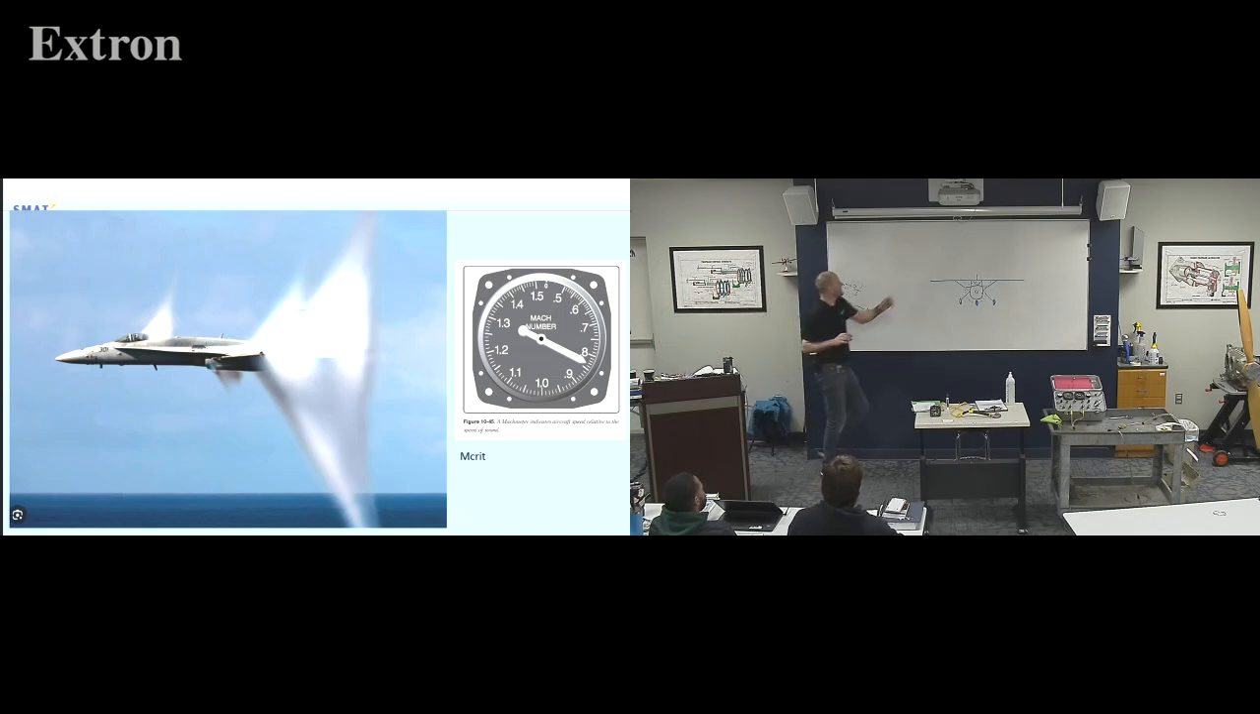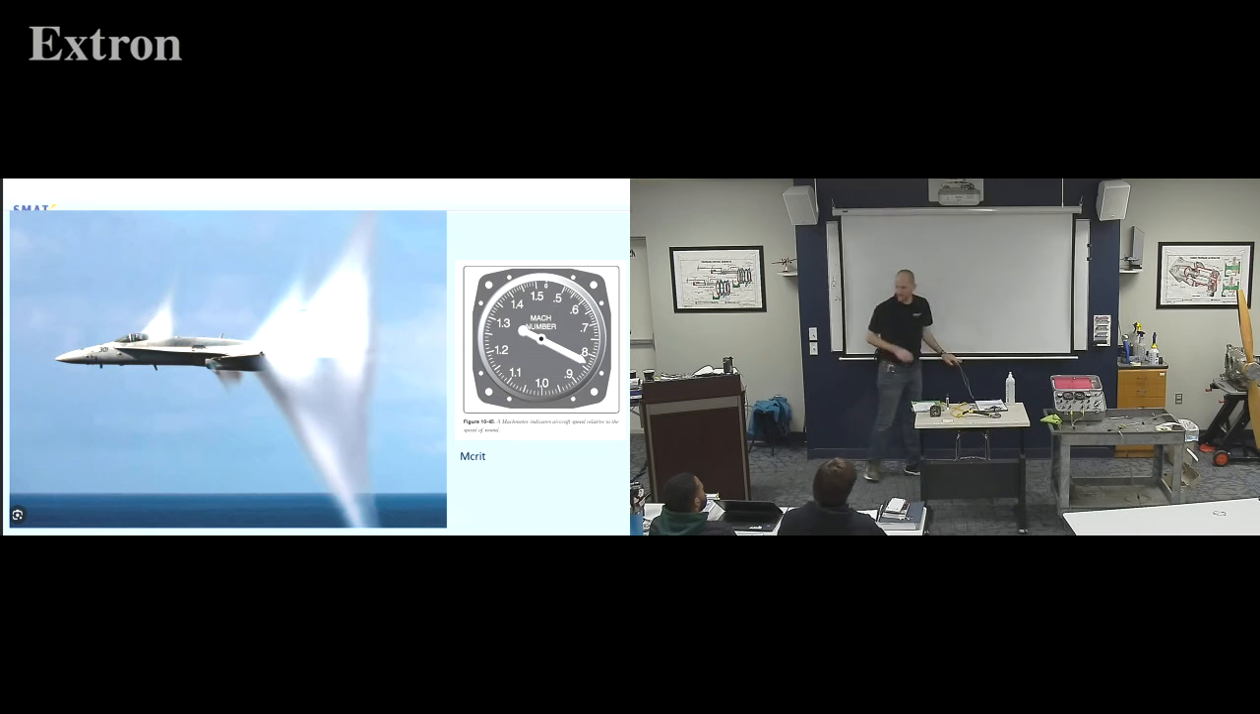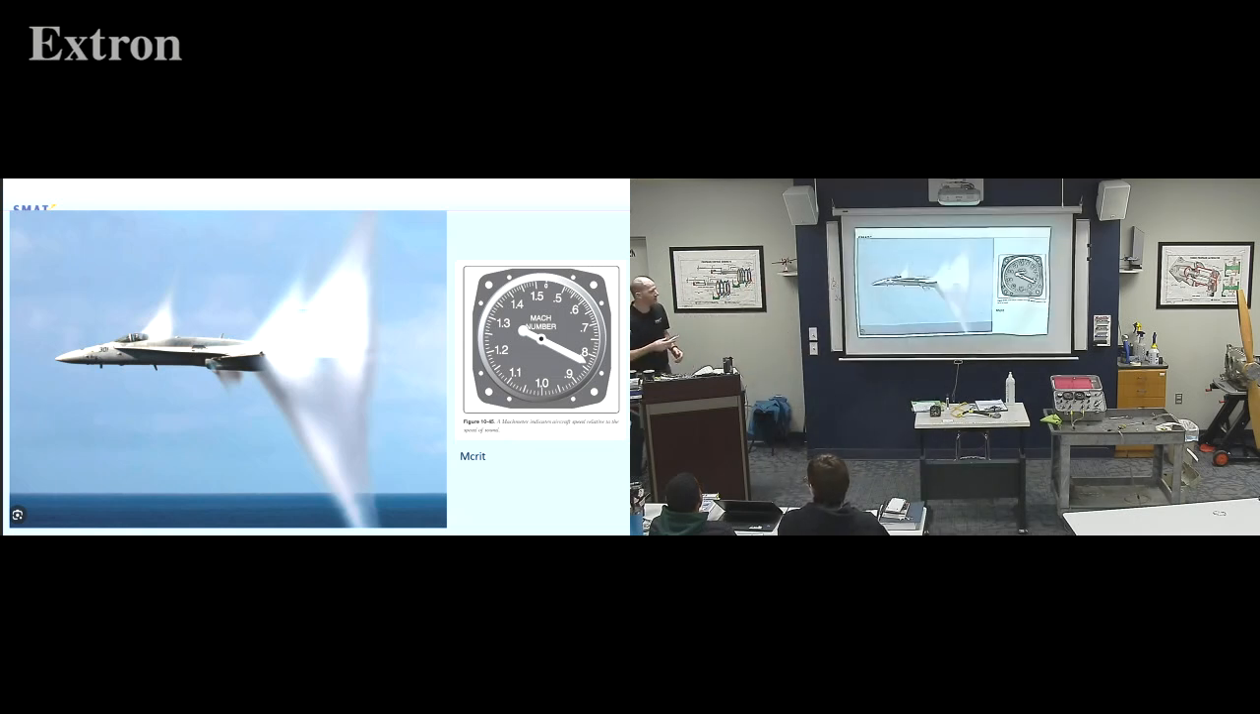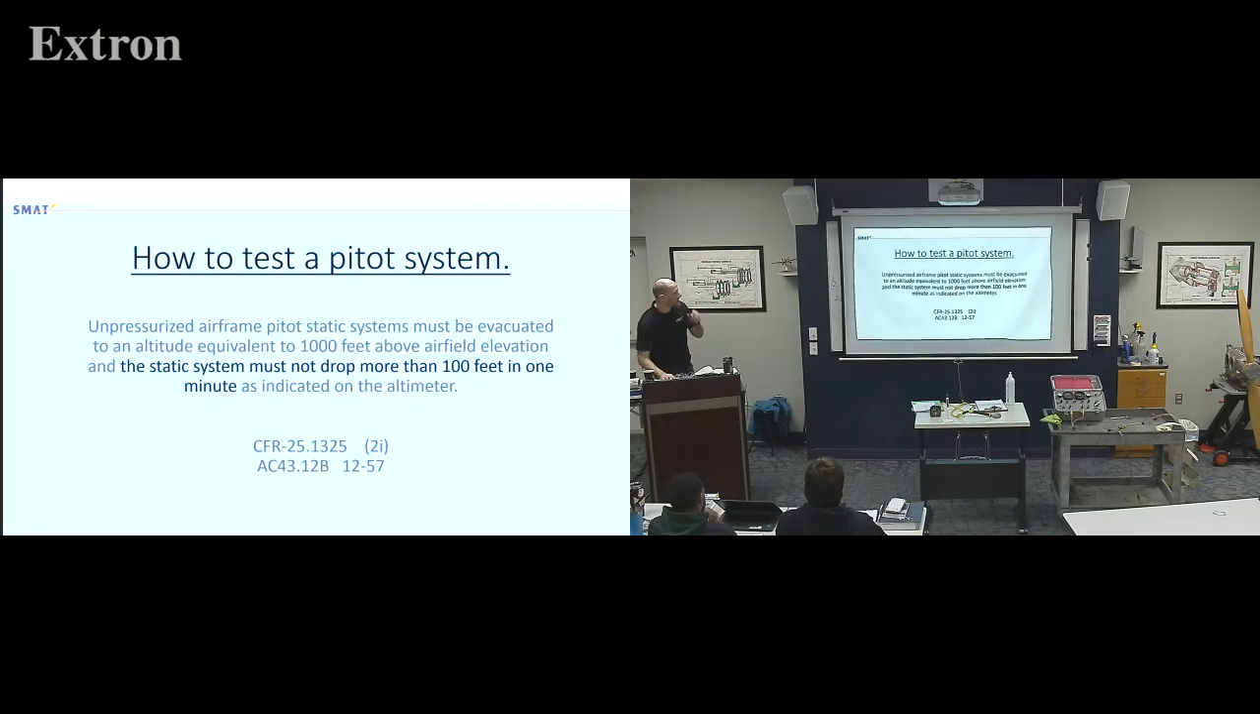Alright, here we go. Finally, the fun part. I mean, the fun for you. Alright, how to test a pitot system. In AC-43, okay, back up a little bit. Maintenance manual, right? Always go to the aircraft maintenance manual. And if there are no instructions in the maintenance manual, you can go to AC-43. So, in AC-43, 1257 is the paragraph that you're at, roughly.